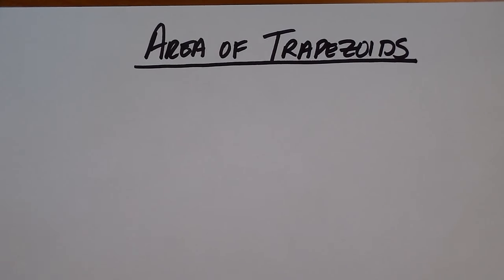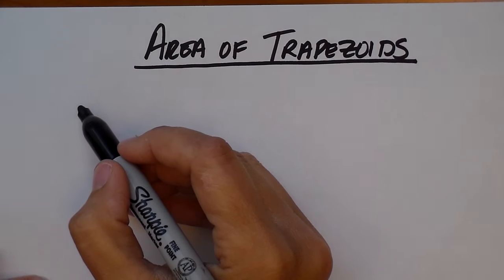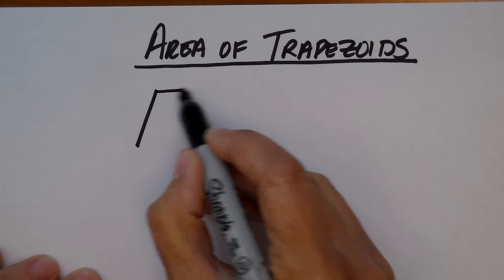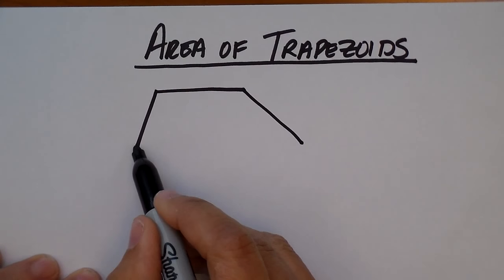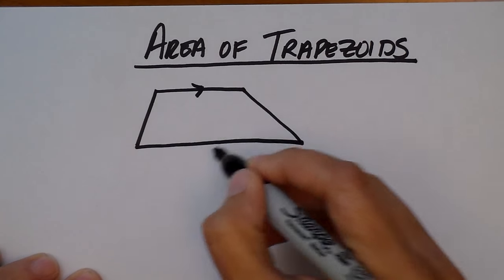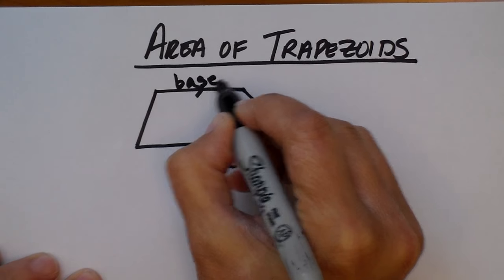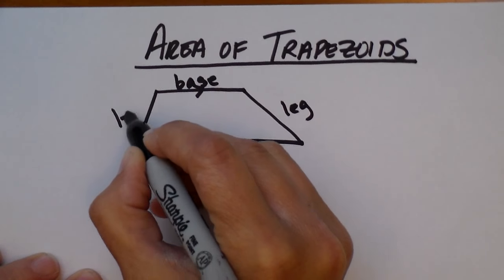All right, in this video, we're going to find the area of a trapezoid. And remember what a trapezoid is. It has one pair of parallel sides and one pair of non-parallel sides. And your trapezoids come in all different fun varieties. And remember, these are your bases, and these are your legs.